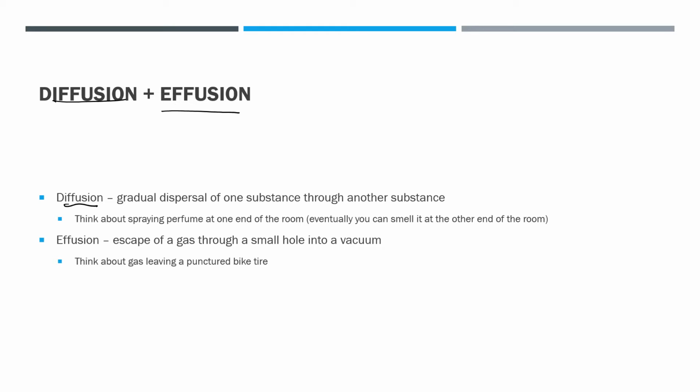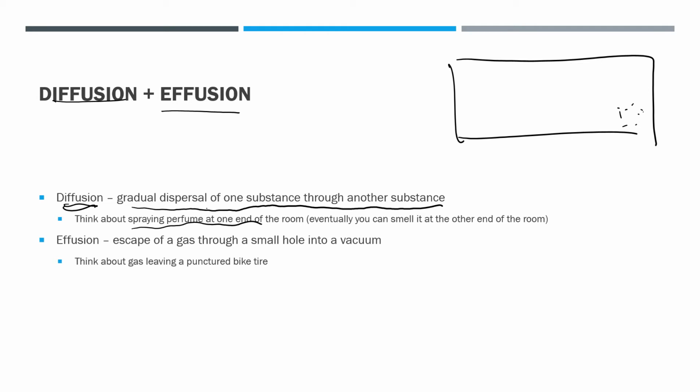So what is diffusion? Diffusion is the gradual dispersal of one substance through another substance. That sounds kind of vague, so let's think about an actual example. The key example I like to think about is if you spray perfume at one end of the room, eventually you can smell it at the other end of the room, right? So if I have a big room and there are some gas particles here which resemble the perfume smell, eventually these gas particles will disperse throughout the entire volume, and you'll find the gas particles at the other end of the room, which means that you can smell the gas at the other end of the room.